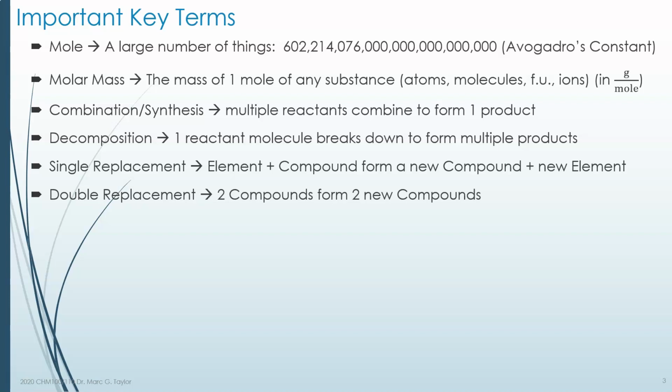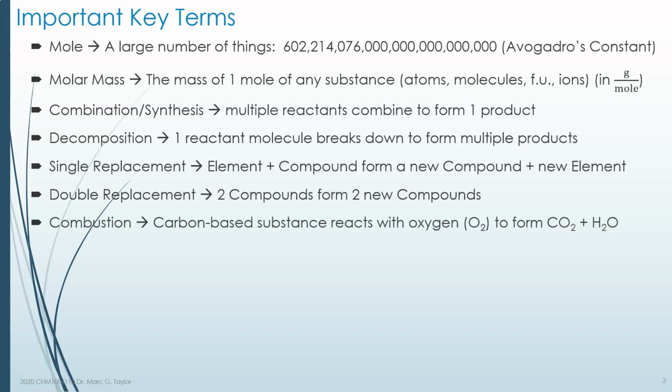Single replacement is where an element and a compound react to form a new compound and a new element, and a double replacement reaction is where 2 different compounds, usually ionic compounds, essentially swap cation and anion pairs to form 2 new compounds. We'll talk about the 5th reaction in the collection of 6, combustion reactions. And while combustion can mean a lot of different types of reactions, we're going to limit our definition of combustion to being only carbon-based compounds reacting with oxygen gas to form carbon dioxide and water, and that's the only way we're going to define it for these 2 courses.